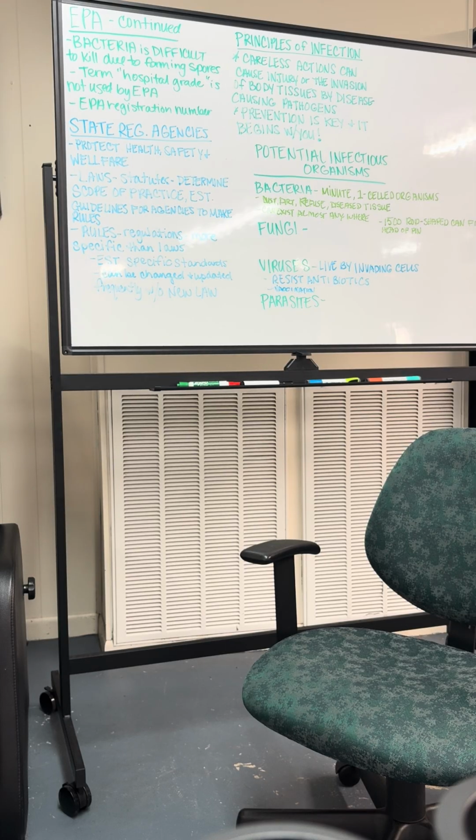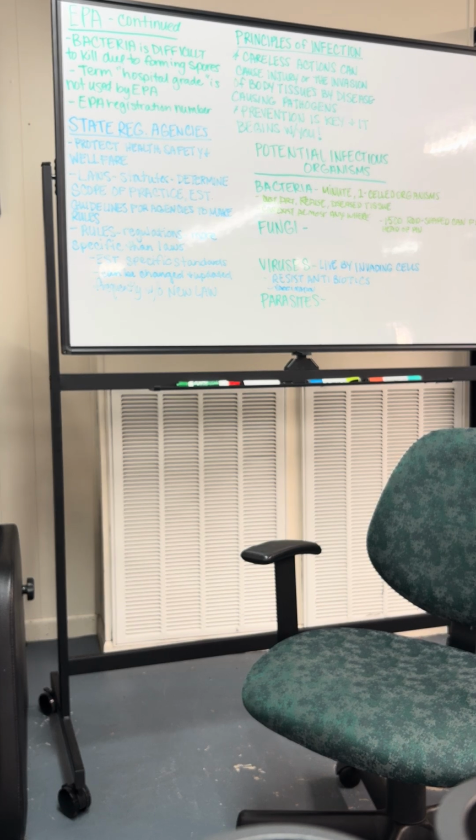Bloodborne pathogens. These are some more viruses. Hepatitis is inflammation of the liver. You got hepatitis A, B, and C. And then another one is HIV or AIDS. Both of those are bloodborne. So like I said, we'll come back and go into each one a little bit more in depth. But now we're going to talk about fungi.